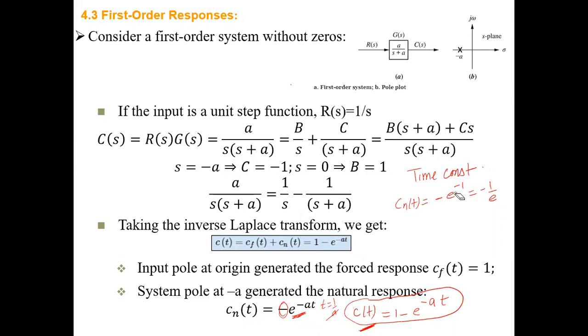So if you do that, then your C of T is 1 over e. Then what is the time constant? So when T equals 1 over A, your C of T is 1 over e. This guy is called the time constant.